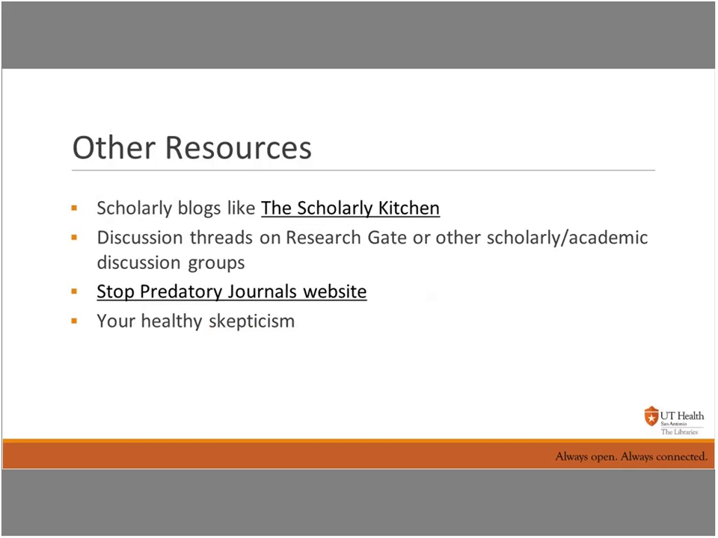Okay, and then there are other resources. Hopefully some of you are readers of the Scholarly Kitchen. That's one of my favorite blogs. It's by the Society for Scholarly Publishing. There are discussion threads on ResearchGate or in other scholarly and academic discussion groups just to see what's happening, what scholars are talking about, what issues they're confronting. There's the Stop Predatory Journals website, and then there's your healthy skepticism. Always think, is this legitimate? What makes me think it is or it isn't?